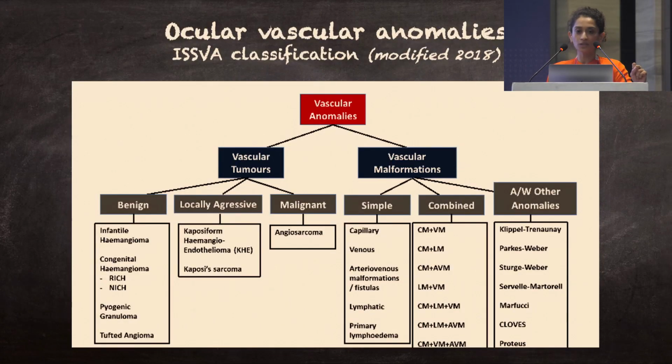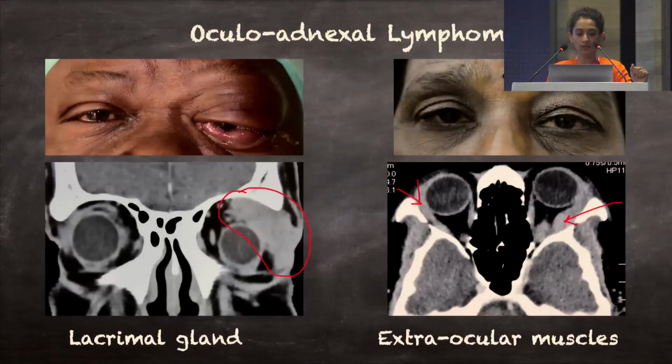So there is a newer classification. This was for the postgraduate student when we always talk about orbital vascular anomalies, ocular vascular anomalies, talk about ISSVA in your examination. I'm not going to talk to you elaborately. Now, ocular adnexal lymphoma is a very important topic here because this is the most common orbital malignancy that we come through. It can be in the orbit, it can be in the muscle.